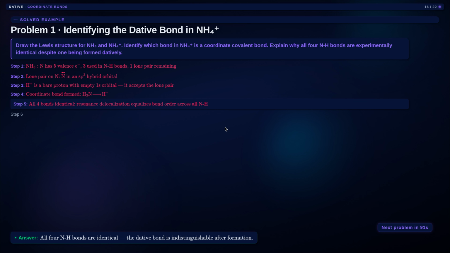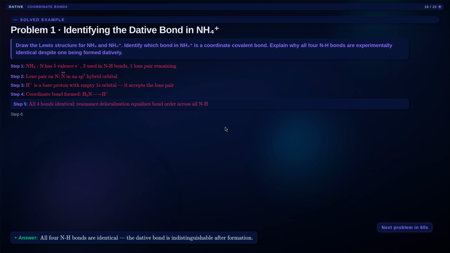Problem 1. Identifying the dative bond in NH4+. Let us work through this step by step. Step 1. NH3 has nitrogen with 5 valence electrons, 3 used in N-H bonds, 1 lone pair. Step 2. The lone pair on nitrogen is in an sp3 hybrid orbital. Step 3. H+ is a bare proton with an empty 1s orbital. It accepts the lone pair.